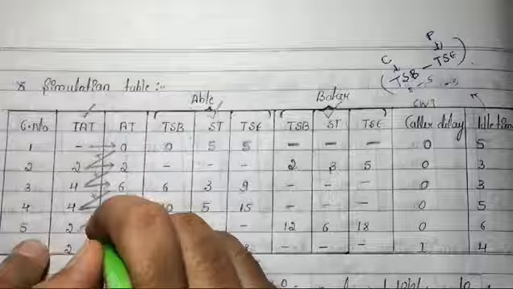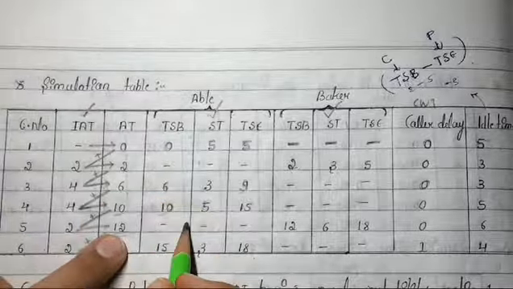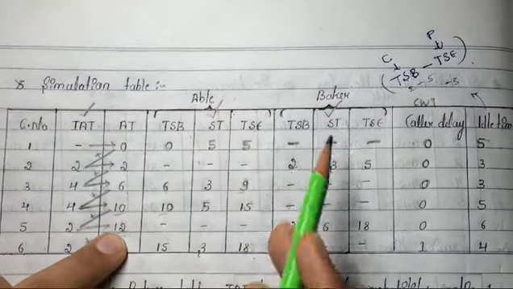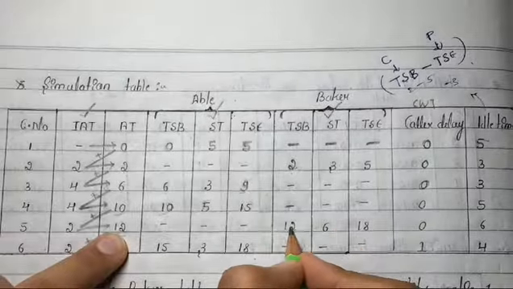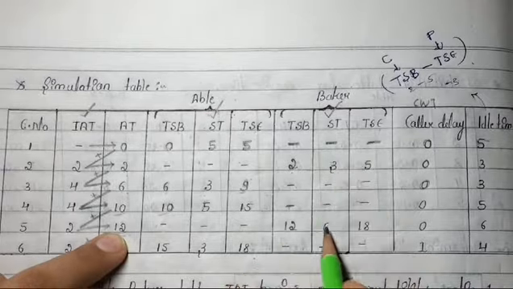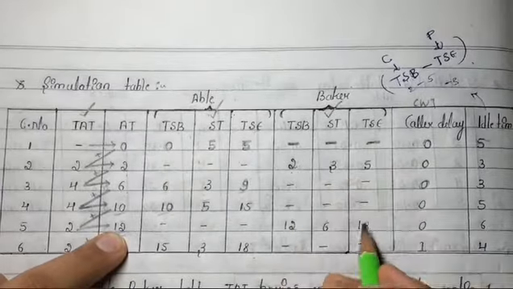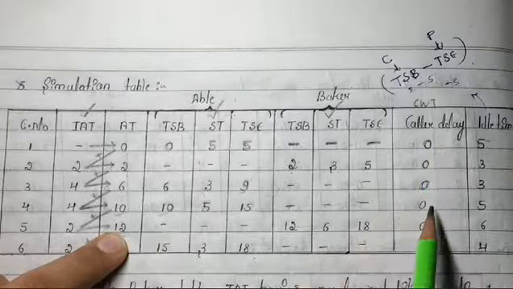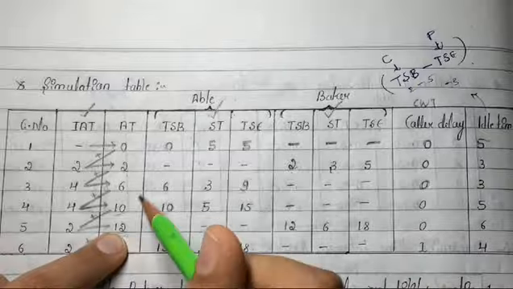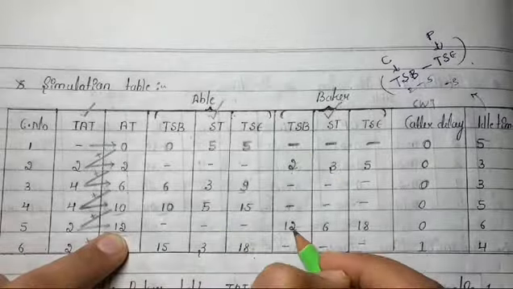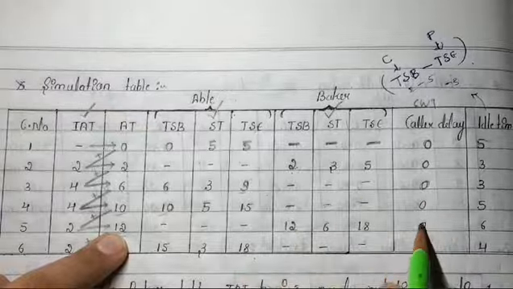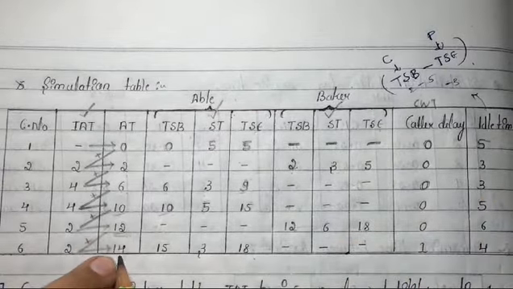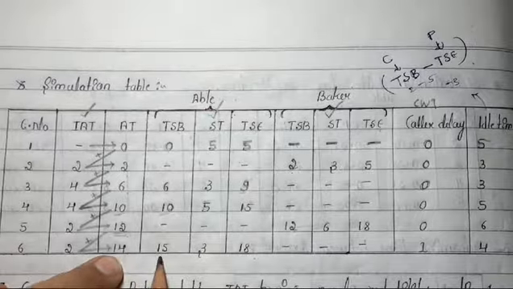So we are writing 0 here for the caller delay. And the next customer arrives at 12. He will go to Able and check whether he is free. No, he is not free, so he will move to Baker, and the time service begin will be 12 here, the service time is 6, and the time service end will be 18. Next, the caller delay is 0 because he arrives at 12, and the service also begins at 12, so we are writing caller delay as 0. Then the idle time can be kept with the formula.